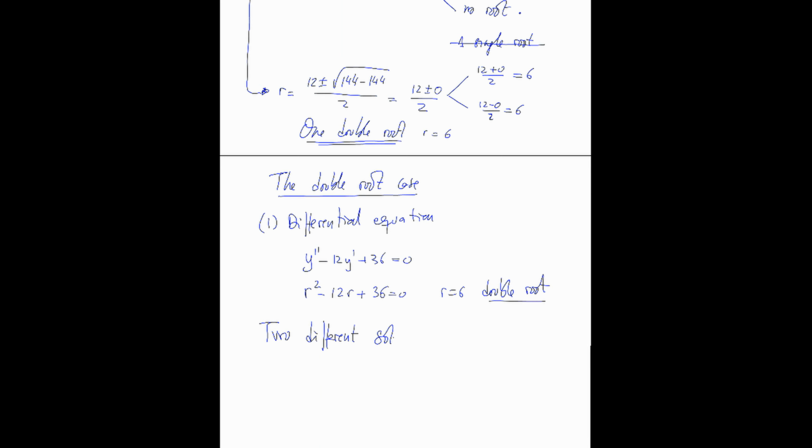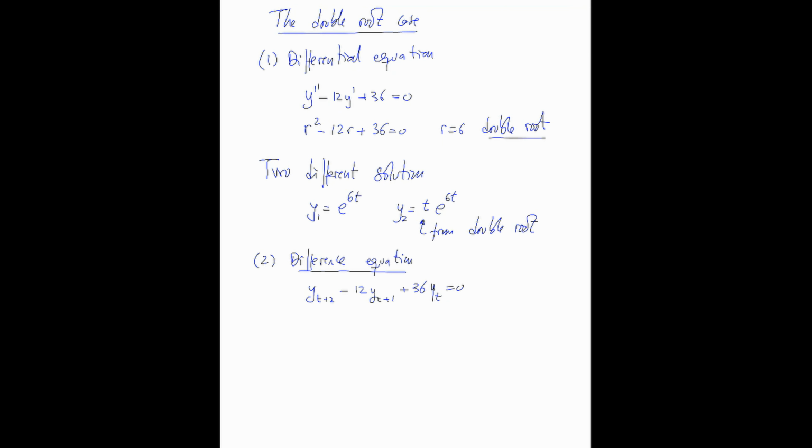We cannot write simply y1 equals e to the 6t, because that's only one solution. We need another solution, which cannot be e to the 6t, because in this case they're equal. So we need to put some extra factor, and what we put is t. This comes from the double root. And the 6, because 6 is the double root. Let me erase here in case it's not understood. This is a 6, not an r.